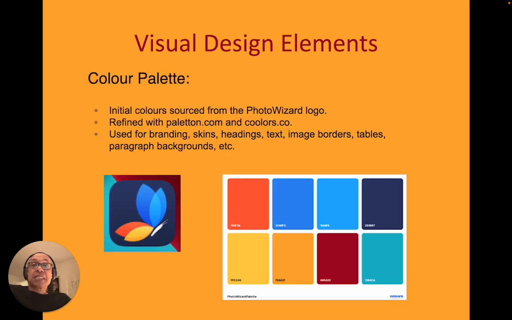For the visual design, the components include a color palette, font choices, CSS styling, notes, tips, and warning boxes. For my color palette, I started with the colors of the PhotoWizard logo shown here. I used 2 online tools, Peloton.com and Coolers.co, to refine the palette for my help system. The colors were used for branding, skins, headings, text, image borders, tables, paragraphs, backgrounds, etc.